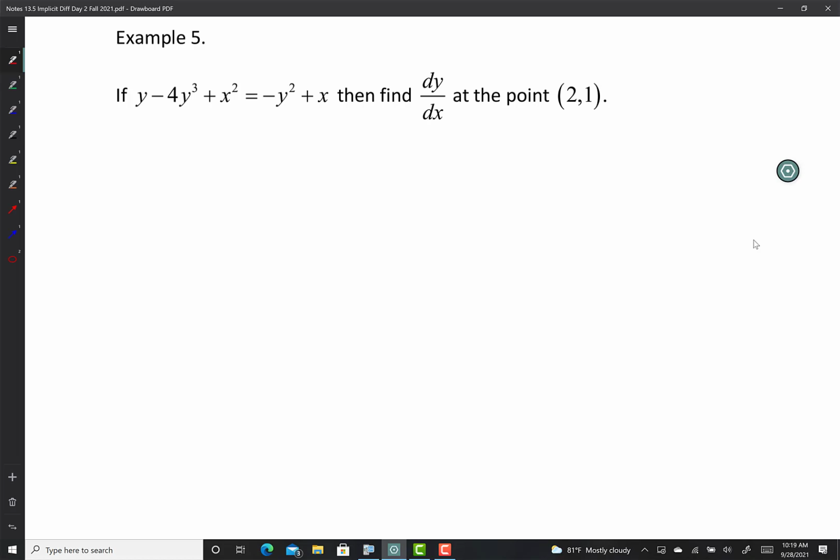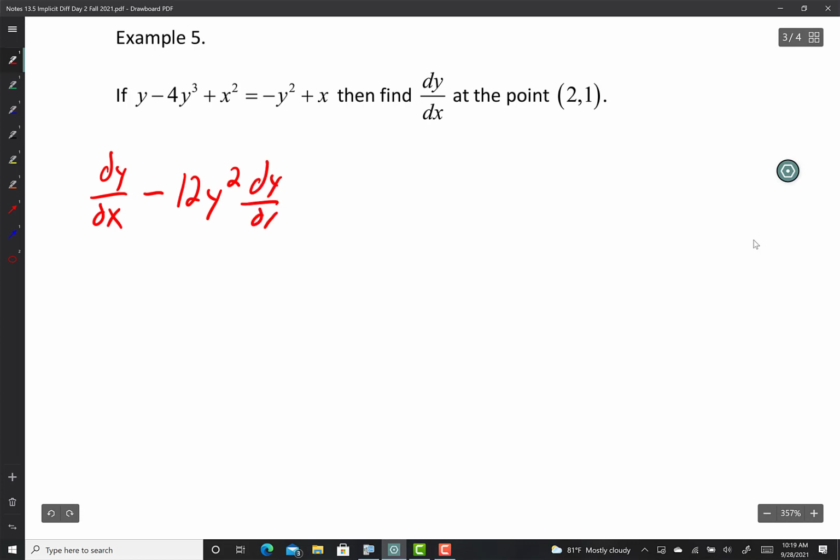Ready, guys? What's the derivative of y with respect to x? So dy/dx, that's how you're going to start, minus, what's 4 times 3? 12y squared. Am I done with that? dy/dx plus, what's the derivative of x squared? 2x equals, what's the derivative of negative y squared? Perfect. Plus 1. You are done with calculus. The rest is algebra.